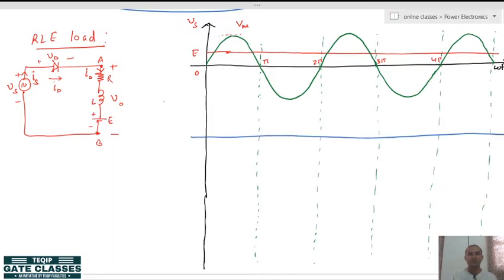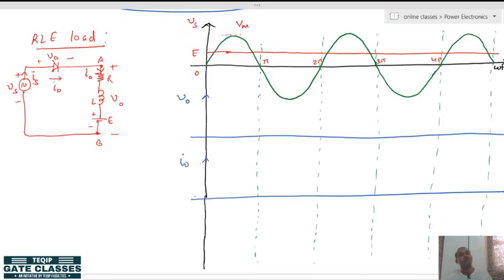We also have to draw the output voltage and the load current. After that we have several quantities to draw, such as source current and diode voltage also. So now let's draw the load voltage.